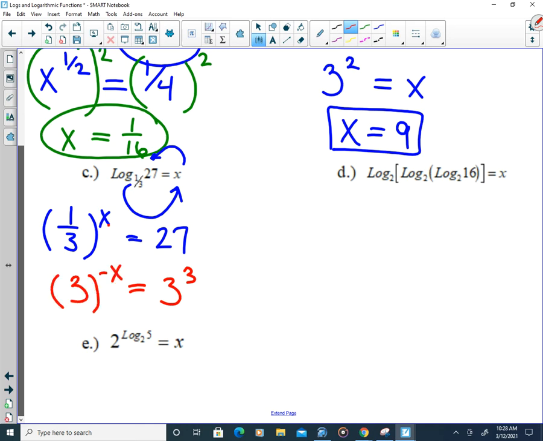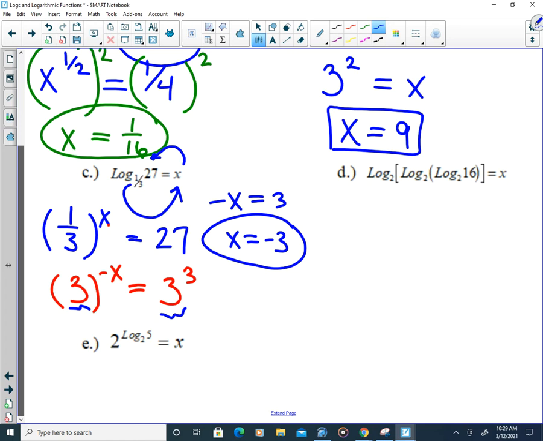We can use that negative exponent rule to flip our base. So now they have the same base. They both have base 3. So that means we can set the exponents equal to each other. So we get negative x is equal to 3. So x is equal to negative 3.